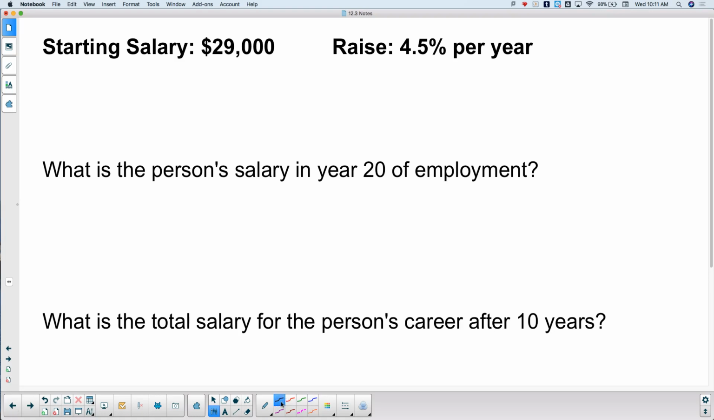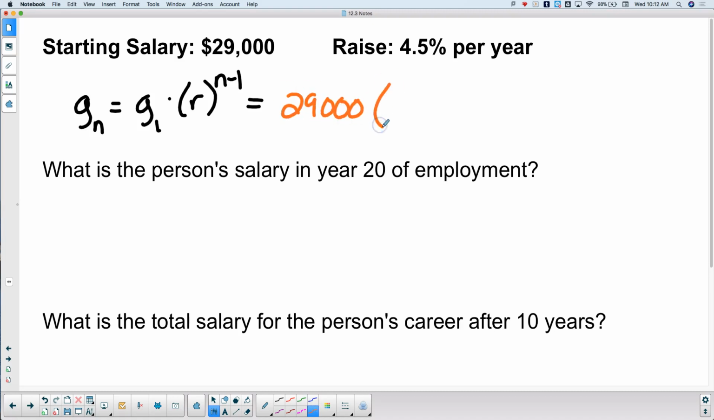So let's figure out our rule. So geometric, so G sub n is going to equal G sub 1 times R to the n minus 1 power. Now, I know what my first term is, right? What's my starting salary? 29,000. It's that R value that I'm wondering about. What's the R value going to be?